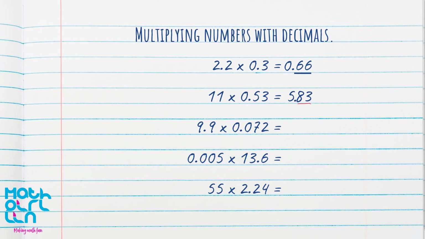9.9 times 0.072. Once again, we ignore the decimals and multiply 99 by 72. Using the multiplication by 99 trick, I know that the answer is 7,128. Now we count and see how many digits there are after the decimal. We have 1 digit here after the decimal, and we have 3 digits here after the decimal. So the answer should have a total of 4 digits after the decimal. 7,128 is a 4-digit number. So we just preface the 0 point and you have your answer.